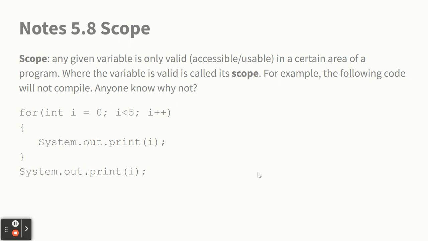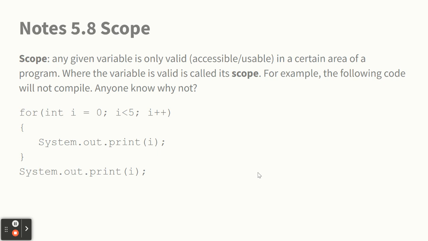Here's something called scope. We've talked about this before. Any variable is only valid in a certain area of a program. And that area where it's valid is called the scope of that variable. So we talked about this with for loops.